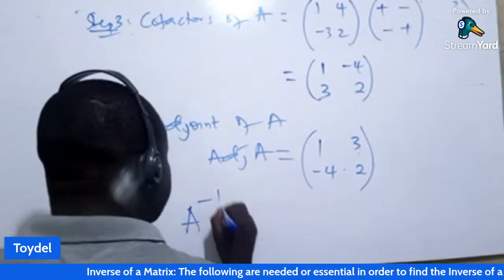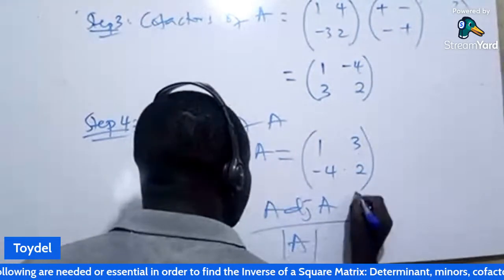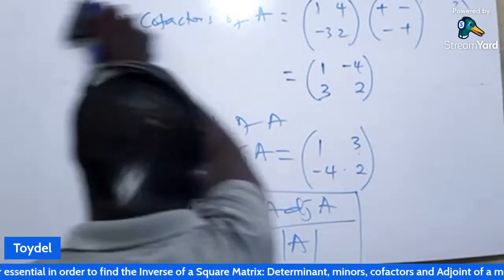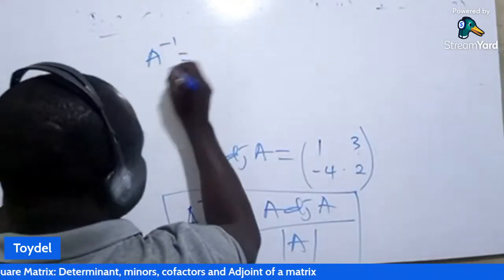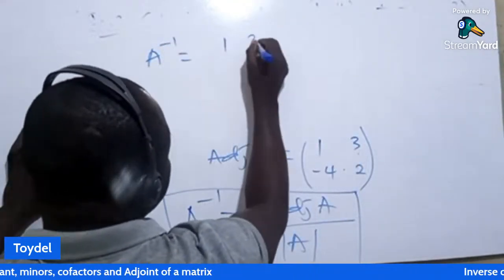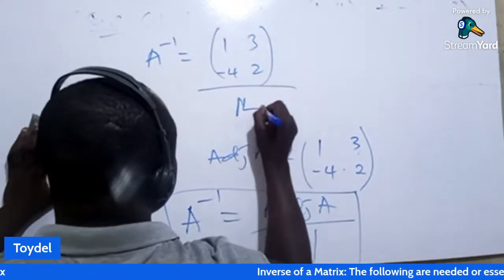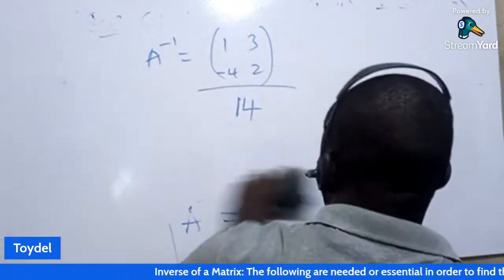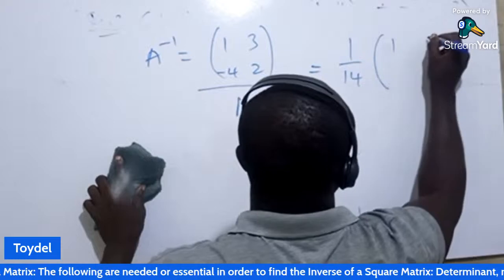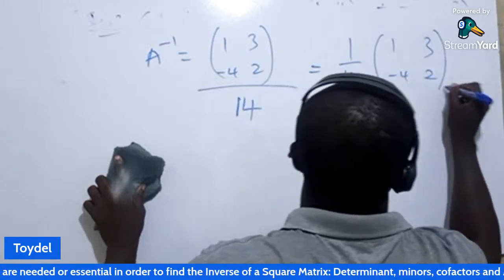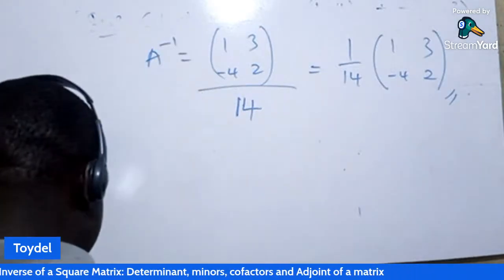Then finally, the inverse of A will now be the adjoint of A all over the determinant of A. So the inverse of A is equal to the adjoint of A, which is 1, 3, minus 4, 2, all over the determinant, which is 14. So that's what we get. And of course, we can rewrite this as 1 over 14 into bracket 1, 3, minus 4, 2. So this is how to find the inverse of a 2 by 2 matrix.